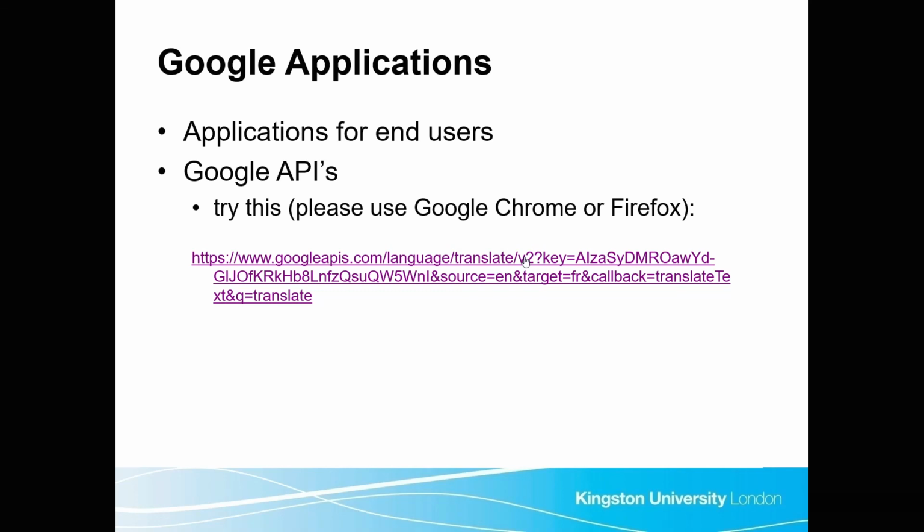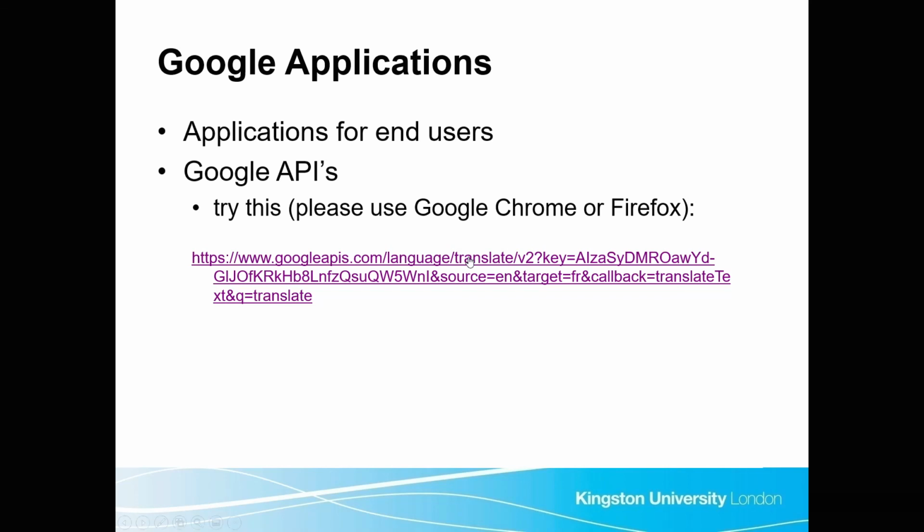Apart from the key, we have the source language. It's a translation, so we have source language and target language. Source is English, target is French. We can specify a callback function that is not used in this example, and the query. The query is the word translate. So what I expect is that this particular Google Translate application will take the word translate and will translate it from English to French.